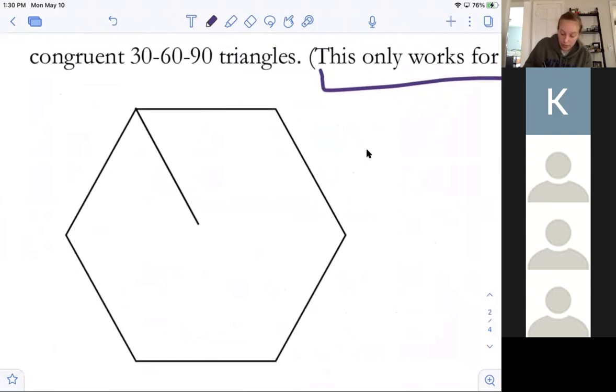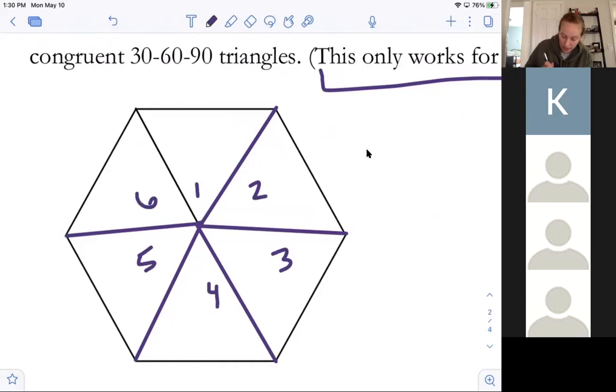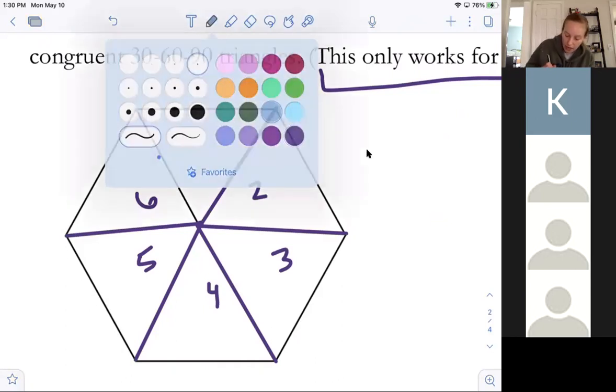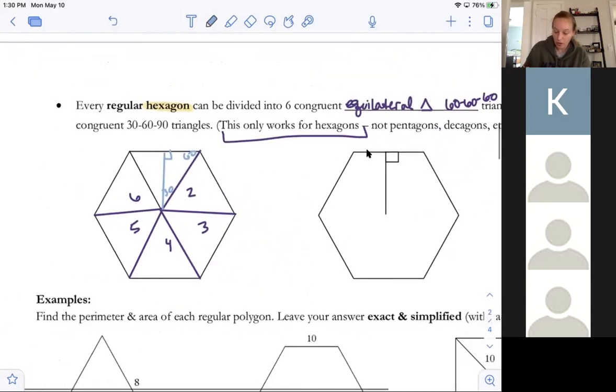So I already drew to the center here, and now I'm going to finish drawing all the rest of my lines. So again, you can see 1, 2, 3, 4, 5, 6. In this first one though, you see that I could cut it down the middle to make a 30, 60, 90-degree triangle. That's what I have over here.